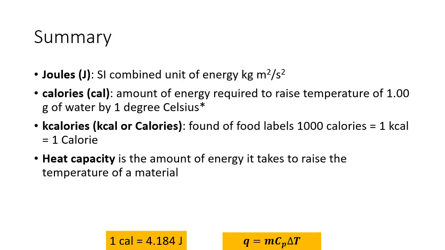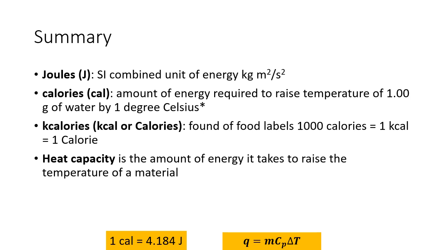All right, so to summarize, joules are the SI combined unit of energy, given as kilogram meter squared per second squared. Lowercase calories, cal, is the amount of energy required to raise the temperature of 1 gram of water by 1 degree Celsius, but it is both pressure and temperature dependent, which is not great. Kilocalories, otherwise known as the kcal or the capital C calories, are found on food labels, and they indicate that 1,000 calories, lowercase c, is equal to 1 kcal, which is equal to 1 uppercase C calorie.